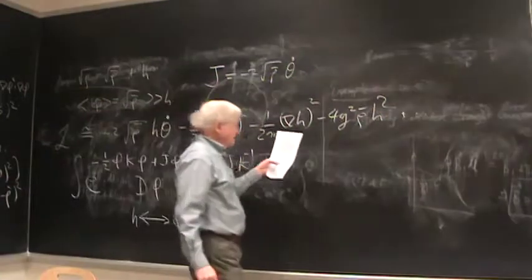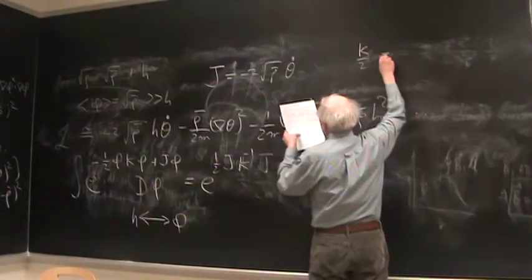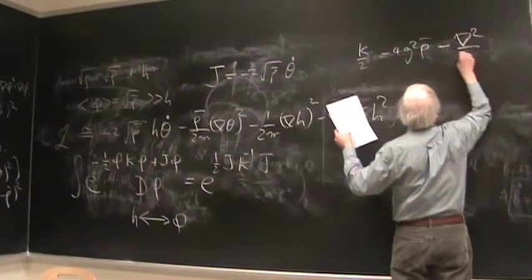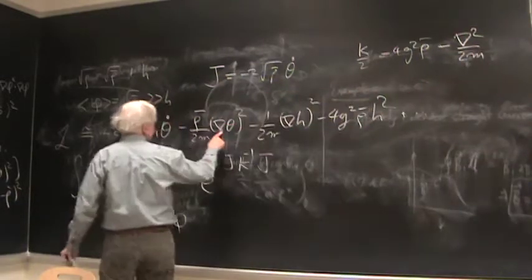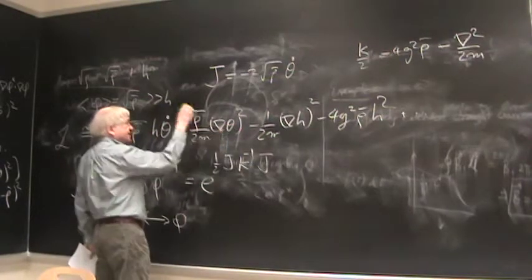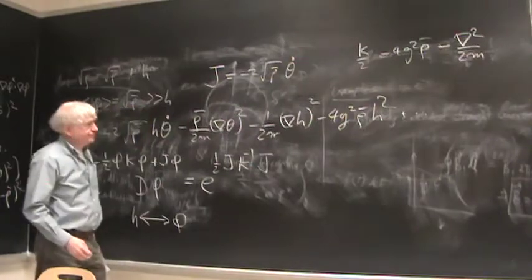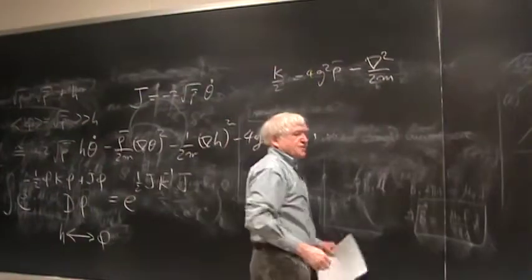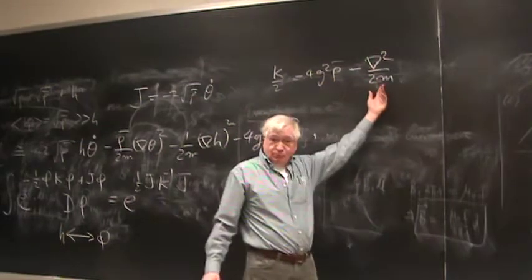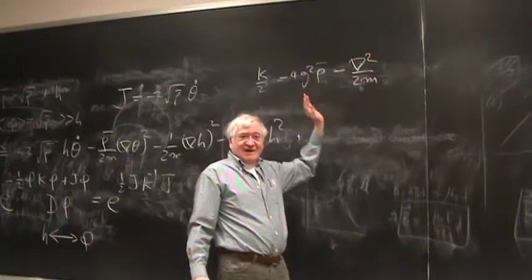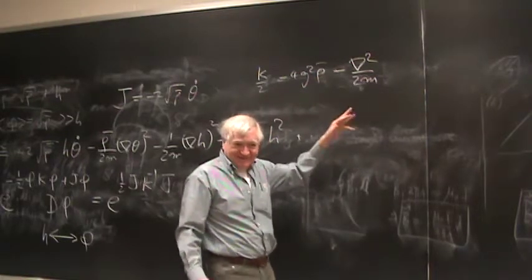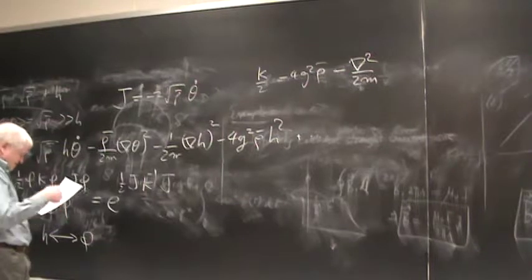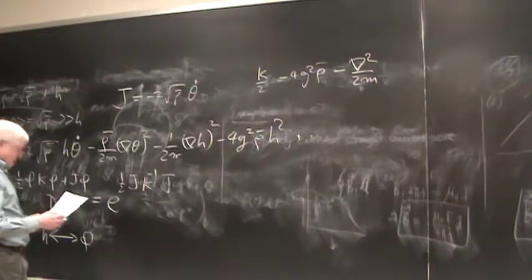Alright? And K over 2 is equal to 4g squared rho bar minus grad squared over 2m. We integrate by parts so that this looks like theta grad squared theta. And this is the inverse operator to that operator, and you might say, I don't even know what the inverse operator means, but we're going to drop the grad squared over 2m. So it's complicated, but forget about it. And why are we going to drop it? Because m is big compared to the momentum scale that we're looking at.